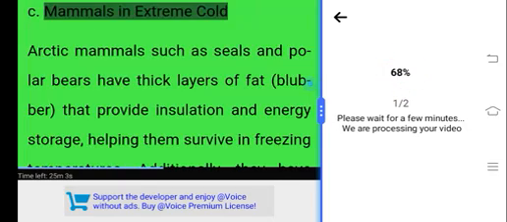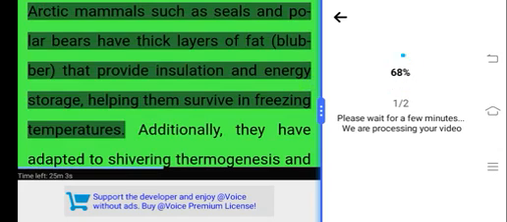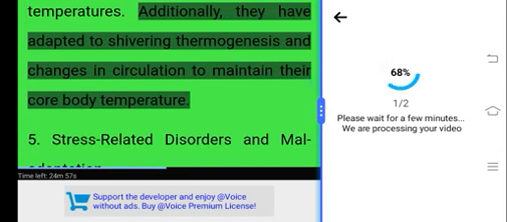C. Mammals in extreme cold. Arctic mammals such as seals and polar bears have thick layers of fat blubber that provide insulation and energy storage, helping them survive in freezing temperatures. Additionally, they have adapted to shivering thermogenesis and changes in circulation to maintain their core body temperature.